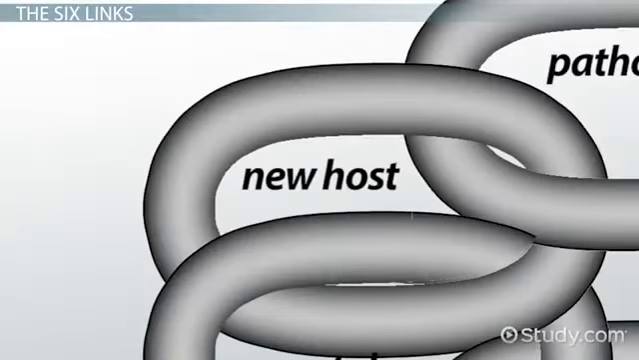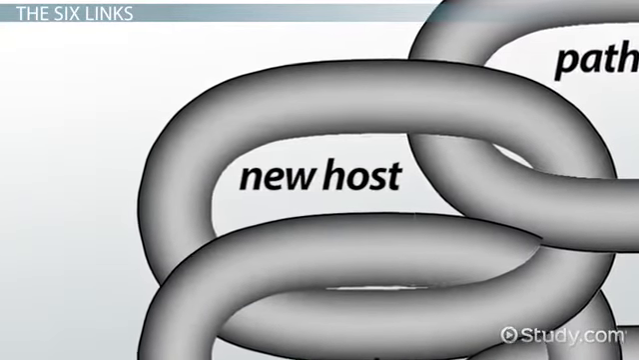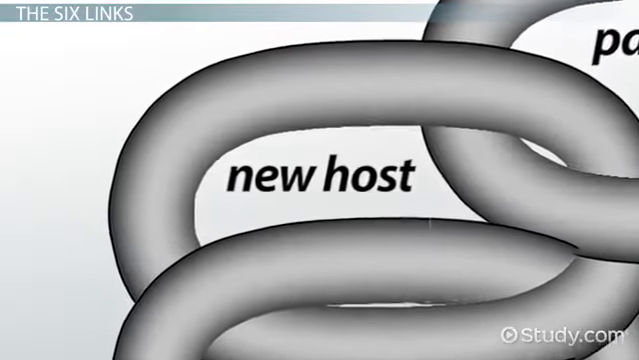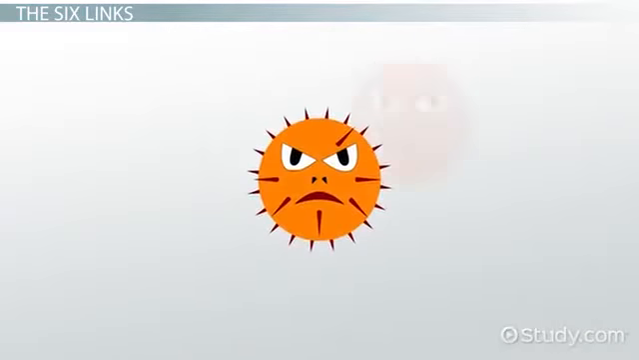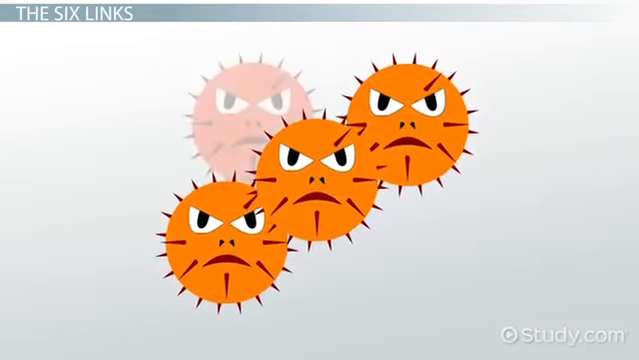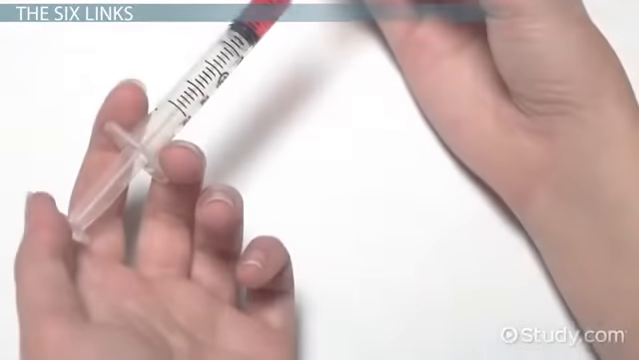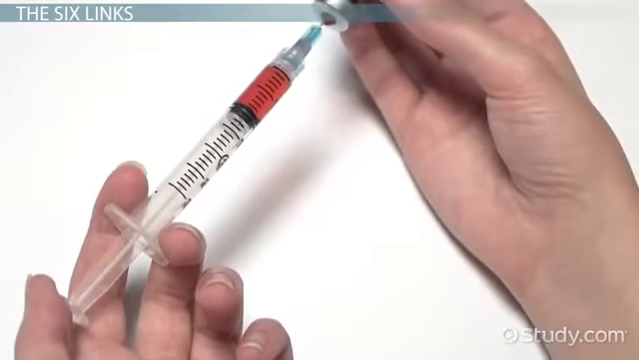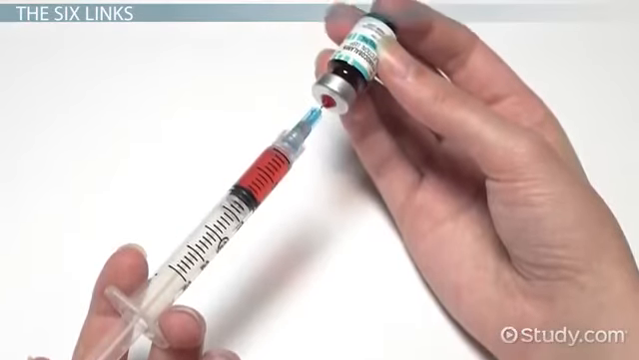The final link is the new host. Once in the new host, various factors influence the severity of infection, including the strength of the immune system and the reproductive rate of the pathogen. Immunization, health promotion, and medical treatment can be used to break this link in the chain.